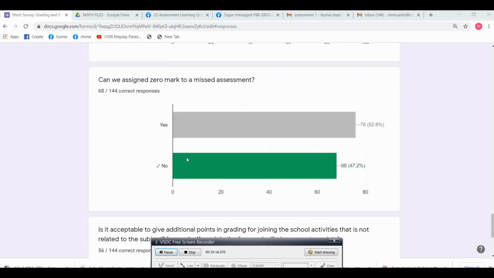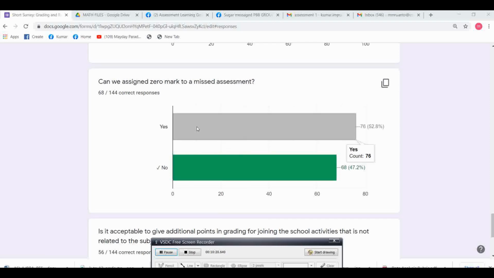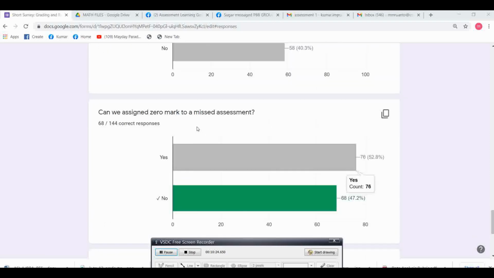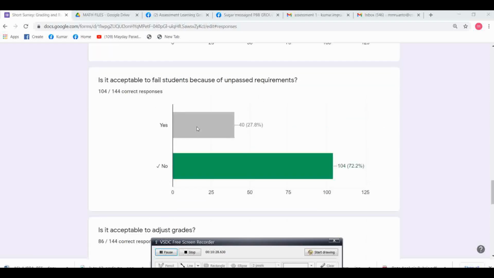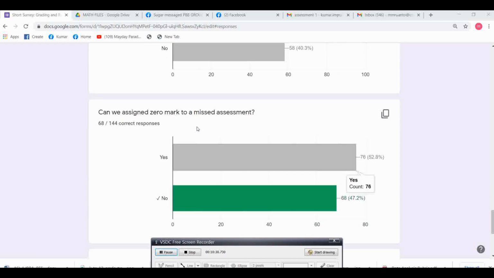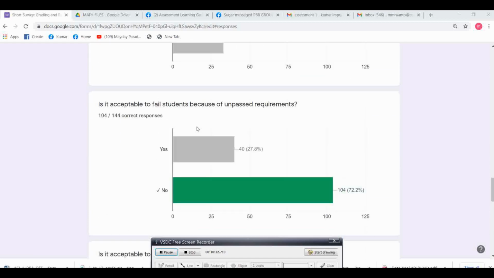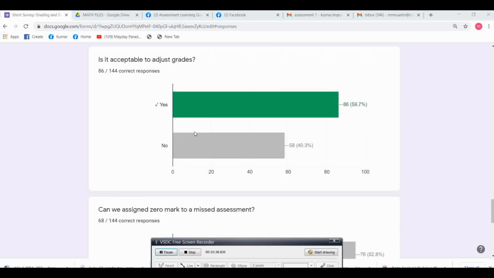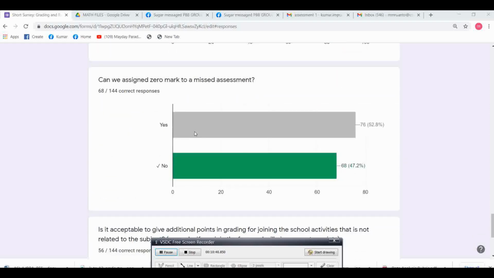Okay, can we assign a zero mark to a misassessment? I guess the answer here is no. Same answer as this item: is it acceptable to fail students because of an unpassed requirement? We really have to give them a chance to take the assessment.